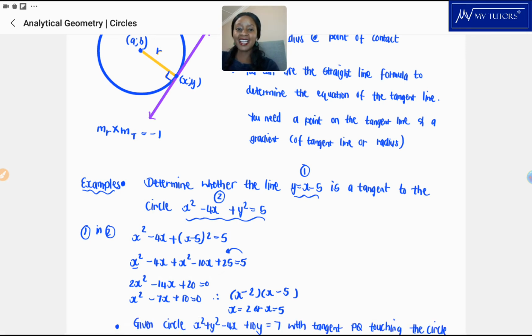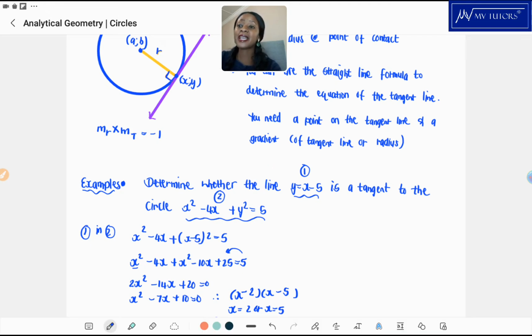In this case, I have two solutions for x. And if I have two solutions for x, it means that I don't have a tangent line. I'm not even going to determine the y values because it's clear that this line y is equal to x minus 5 is not tangent to the circle, but it's actually cutting the circle at 2 points. So you can go ahead and determine the y values. You can even try to draw this graph.